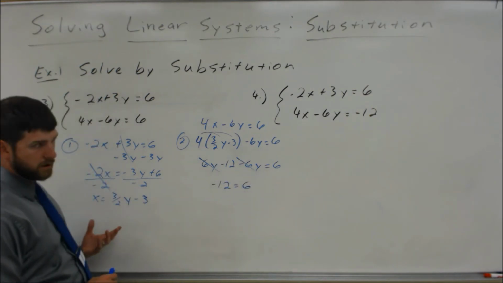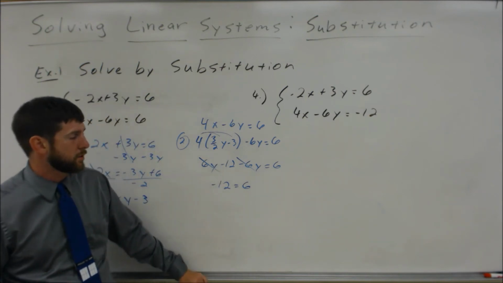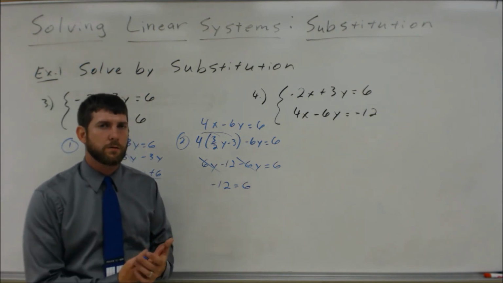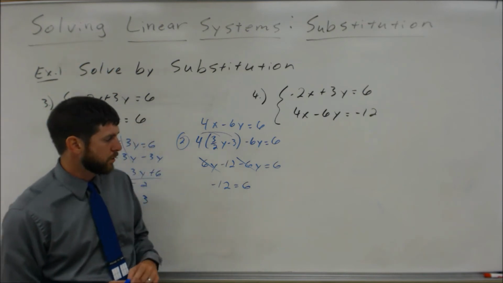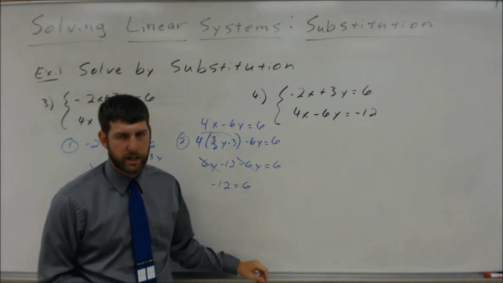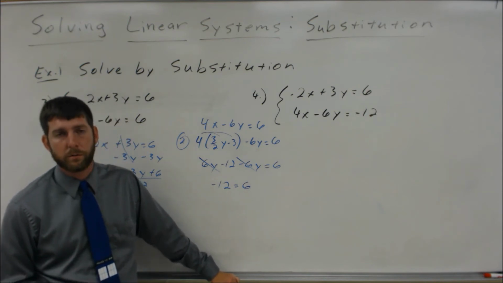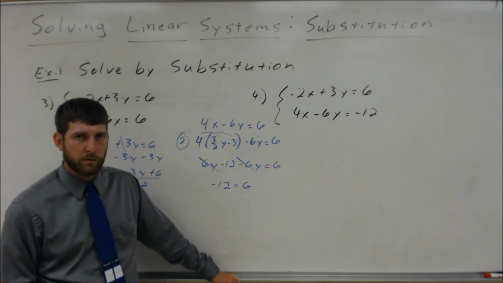So if I don't have y's, I don't have x's, I don't have any type of solution. So we at this point have to decide, is this a no solution or is this an infinitely many solution? So the question we ask ourselves, when does negative 12 equal 6? Is negative 12 ever equal to 6? The answer is no. Negative 12 is never equal to 6.